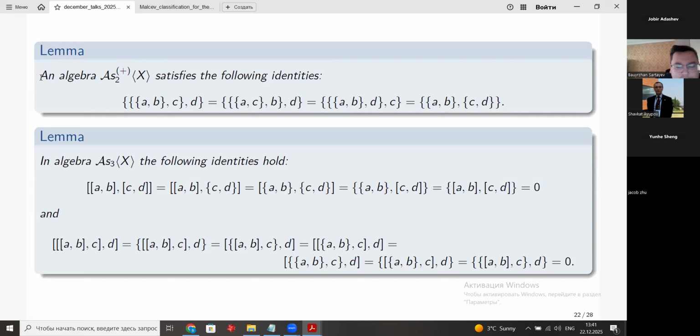Before we said that, I just remind you, before we said that second... Oh, sorry, it's a mistake. Here must be three. Oh, I see, something is wrong. So here must be three. Now let's talk about the third type. Before we said that the algebra S3 under anti-commutator satisfies the following identities.